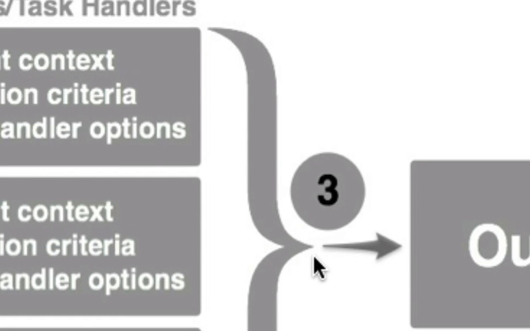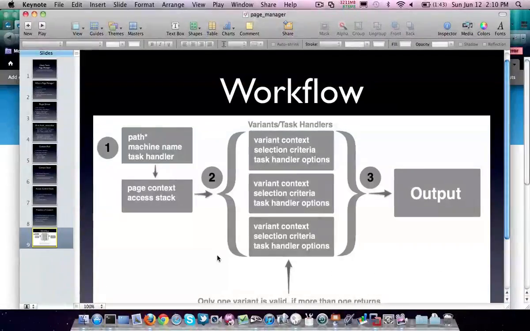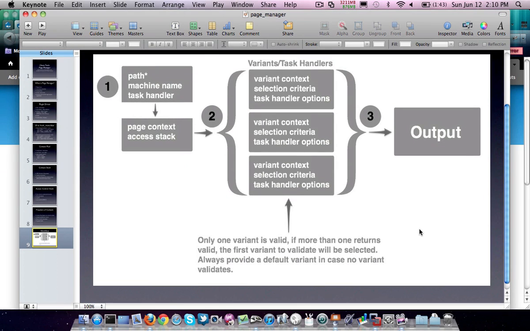Yeah, only one variant is valid. Keep that in mind, right? The first variant that passes selection criteria is what gets delivered. So this is an important point to make. If performance is an issue for you, make sure that the variant that is going to be fired most often is at the top of that list. If the blogs are the hardest hit nodes in your entire site, make sure that blogs are at the top of your variant list, right? This probably won't matter for the vast majority of you, but if it does matter, keep that in mind.